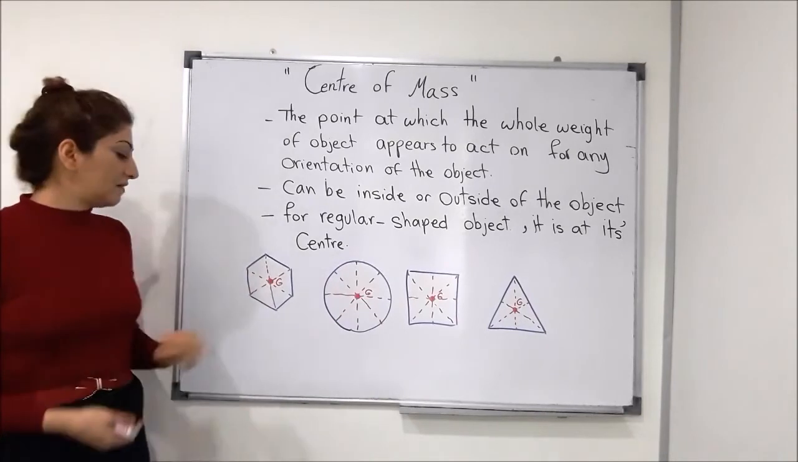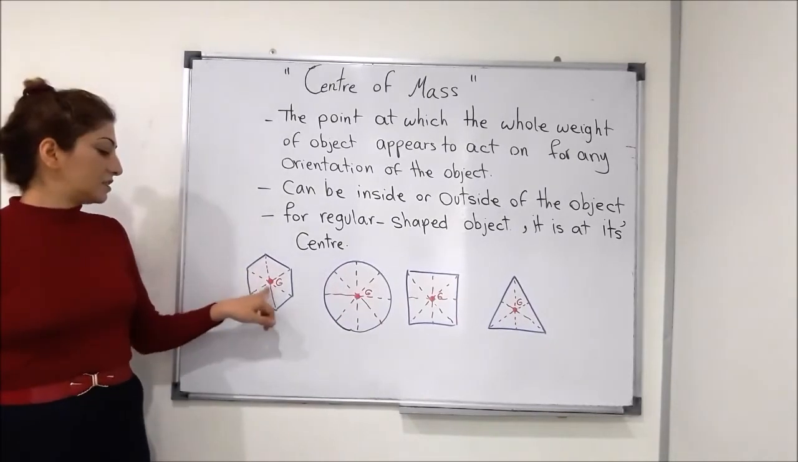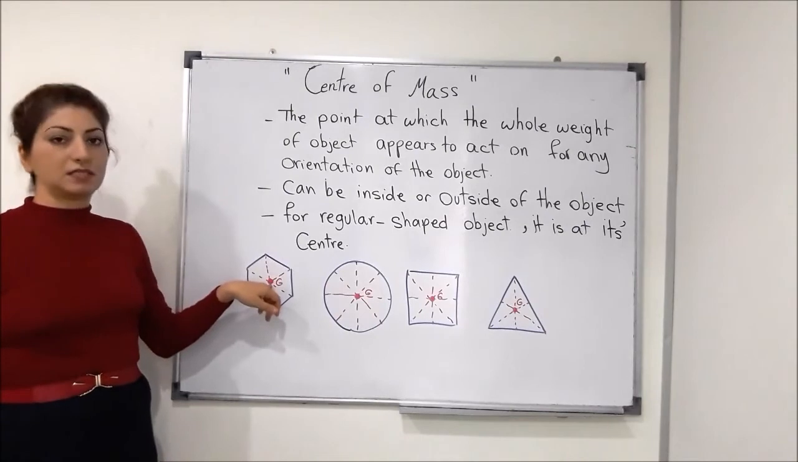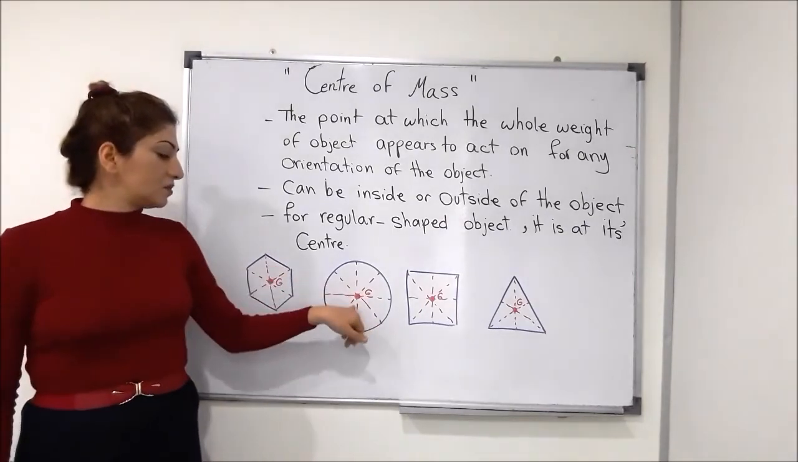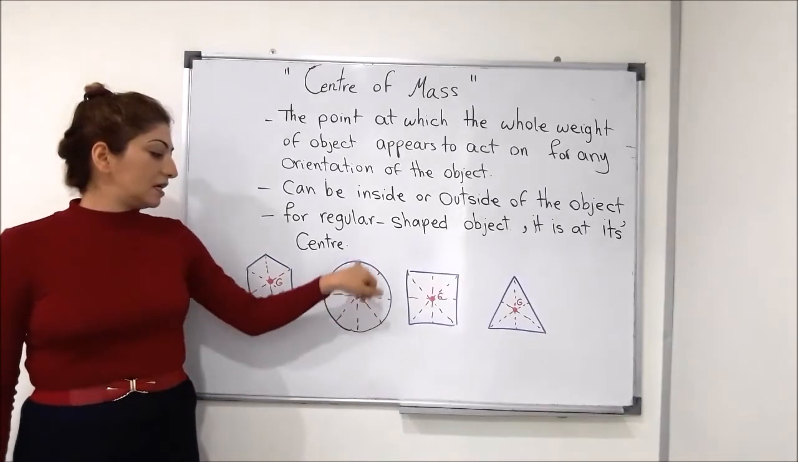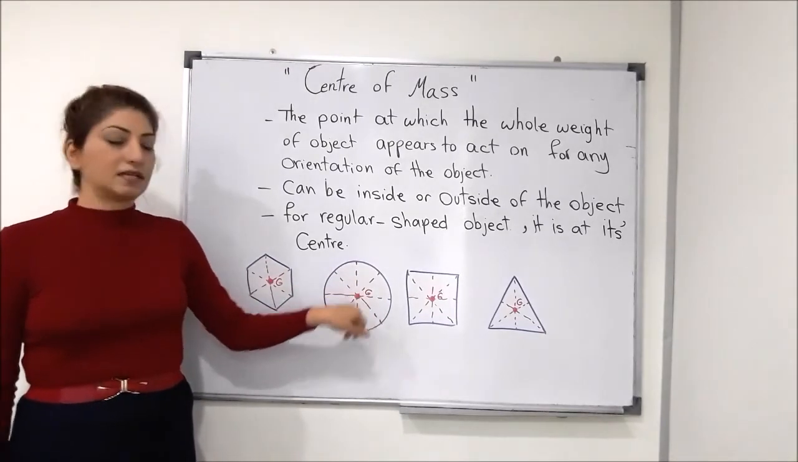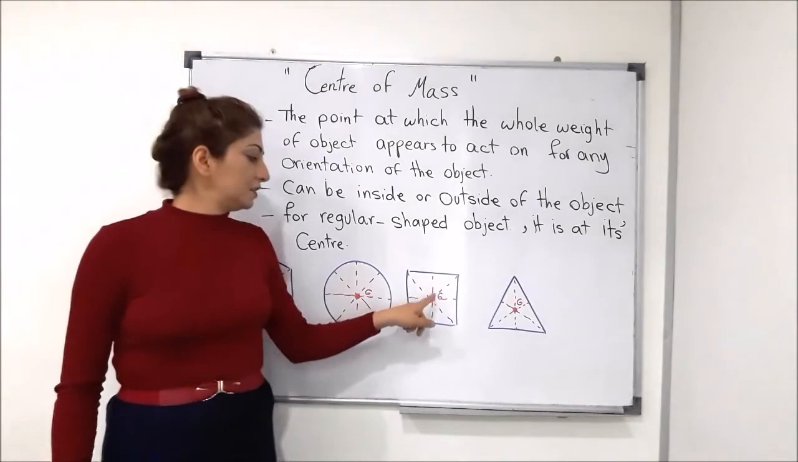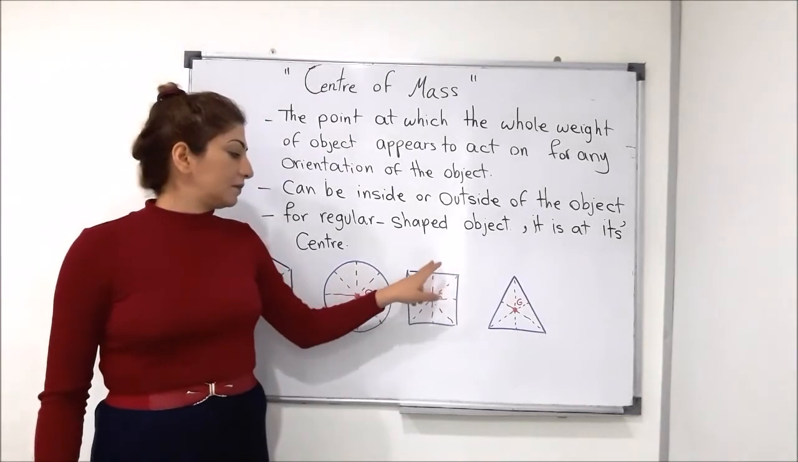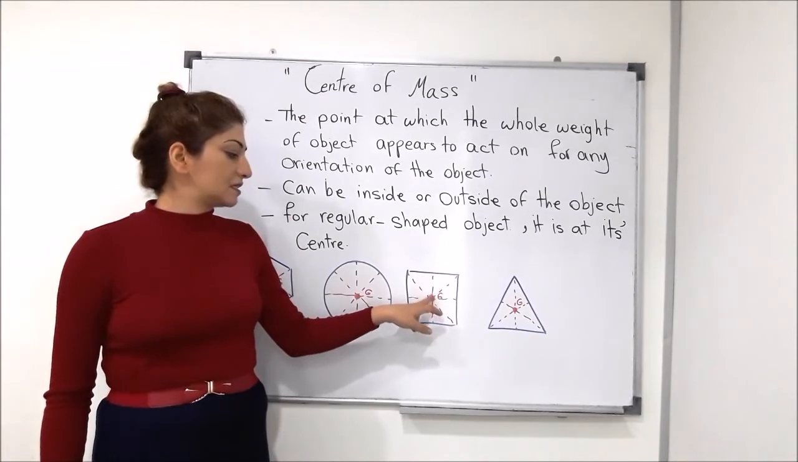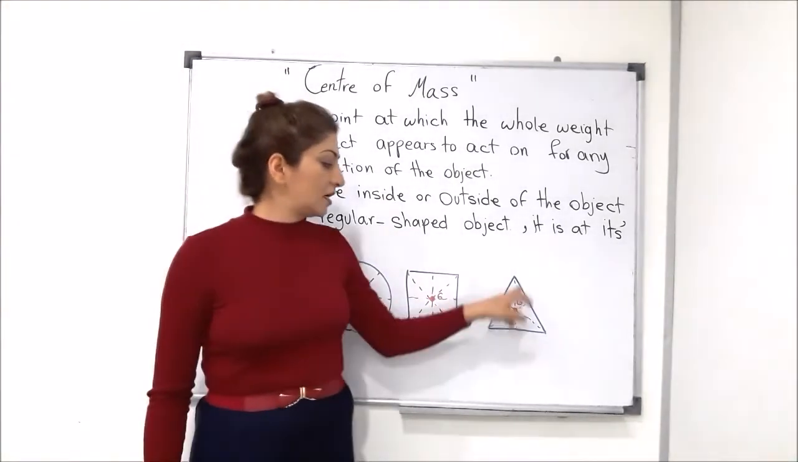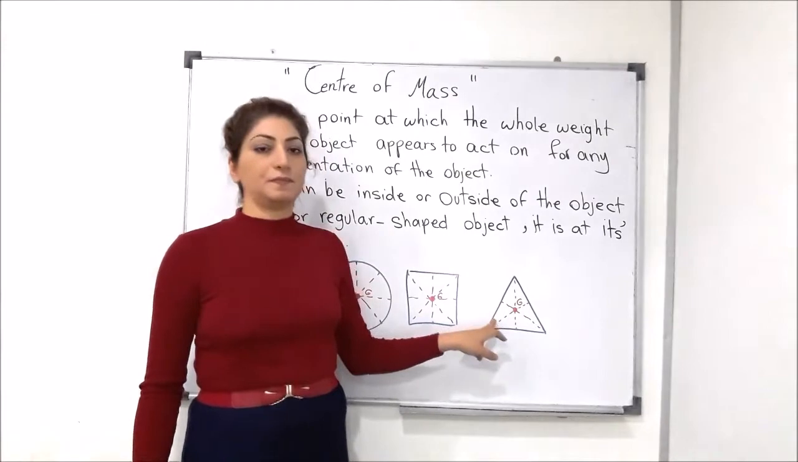For example, we have a polygon like this. You can see the center of the polygon will be the center of mass. The center of mass for the circle would be its center, and for the square we have the center of mass at its center again, and for the triangle also the same.